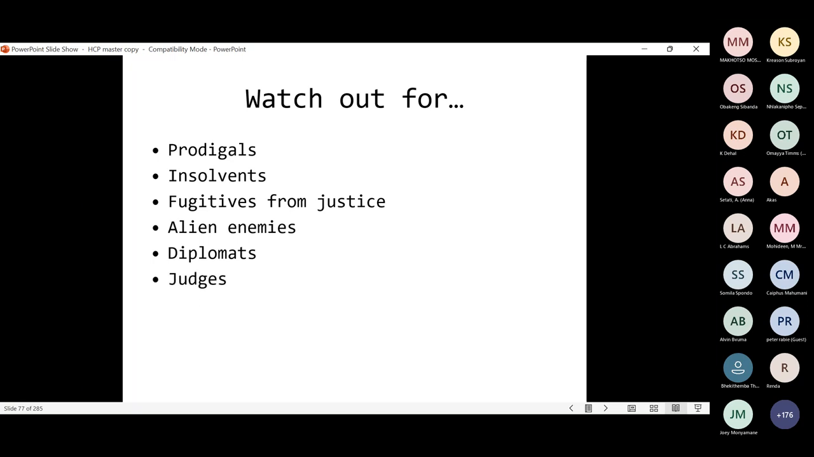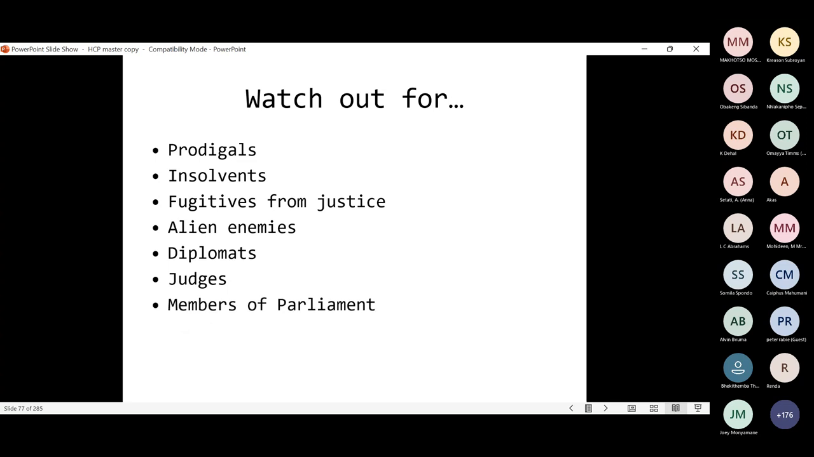Judges: if you're going to sue a judge, you have to first get the permission of the judge president in the division where that judge is sitting. So you write to the judge president and you tell the judge president you have a claim against this judge and you want to institute proceedings. Can he grant you the necessary permission?